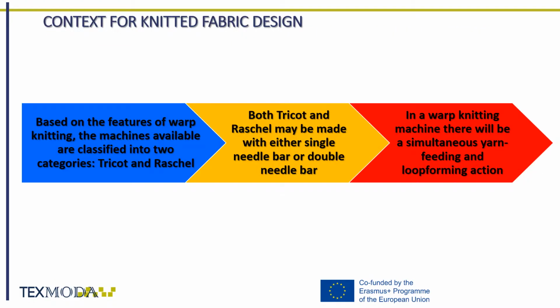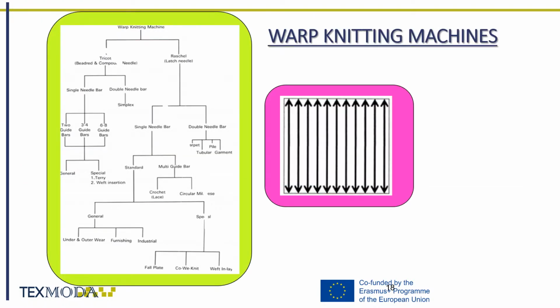Based on the features of warp knitting, the machines available are classified into two categories, tricot and raschel. Both tricot and raschel may be made with either a single needle bar or a double needle bar. In a warp knitting machine, there will be a simultaneous yarn feeding and lap forming action. A brief classification of warp knitting machine is given in the slide.